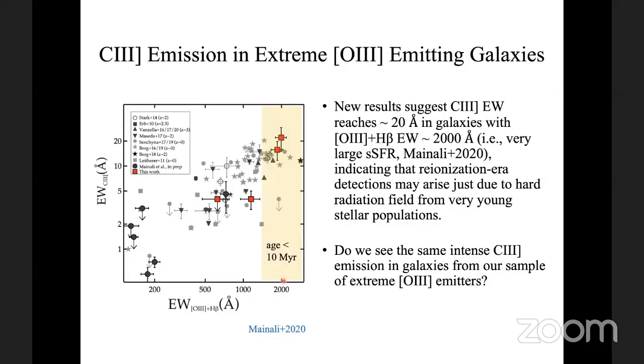So first, I will show the carbon-III] emission results. From the last talk given by Ramesh, we heard that carbon-III] emission reaches about 20 angstrom in galaxies with very large [OIII] plus H-beta equivalent width of about 2,000 angstrom. If that's the case, it indicates that the galaxies' strong carbon-III] emission is just due to the hard radiation field from very young stellar populations. So if that's the case, do we see the same intense carbon-III] emission in our galaxies with very large optical line emission?